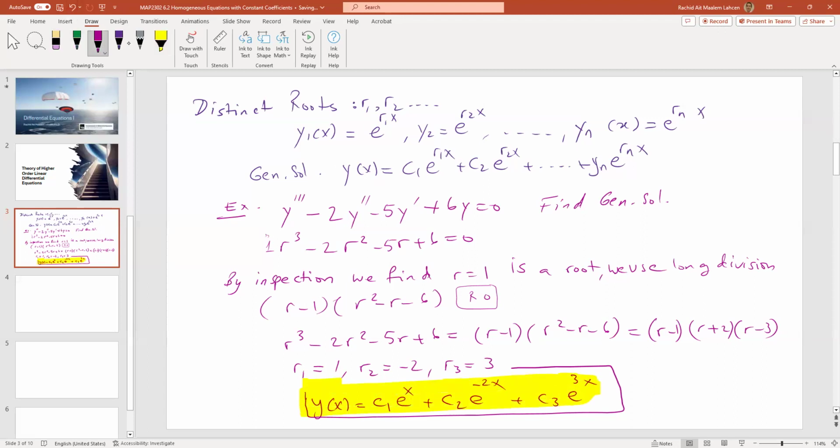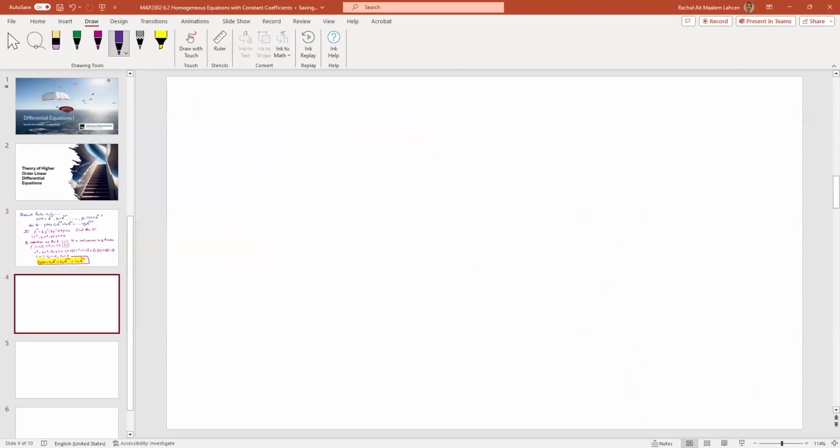So let's do another example. Let's say a similar example, but you don't have to go into long division. I will abbreviate this one. So let's say find the general solution of, let's say, this.